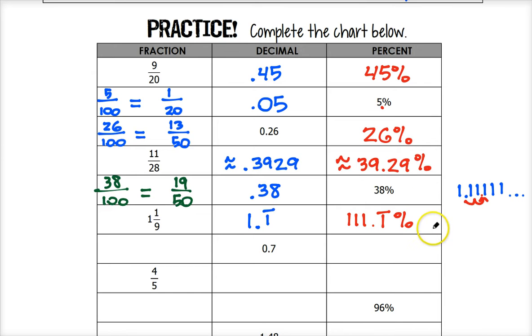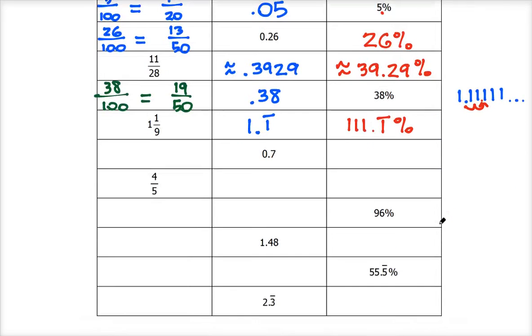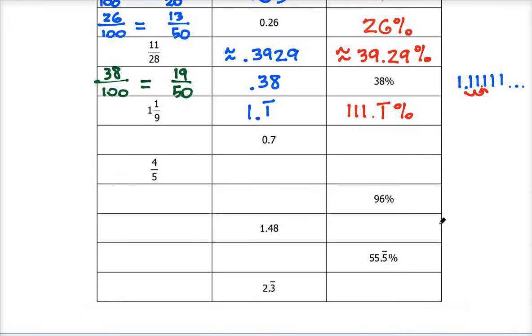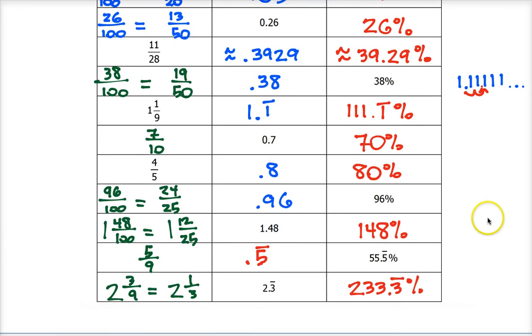Okay, what I want you to do now is pause the video, and I want you to try the rest of the chart on your own. Once you've filled in the rest of the chart, I want you to go ahead and click play to check your answers, please. Okay, so go ahead and check your chart now with what I have for the rest of it and see if you have the correct answers.